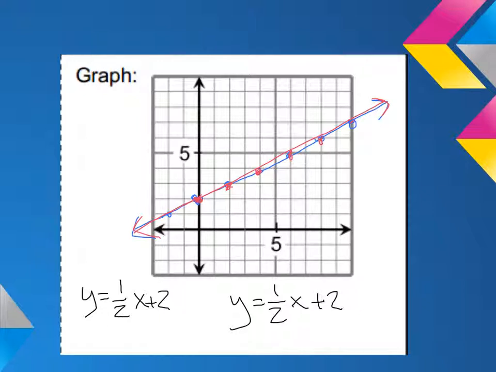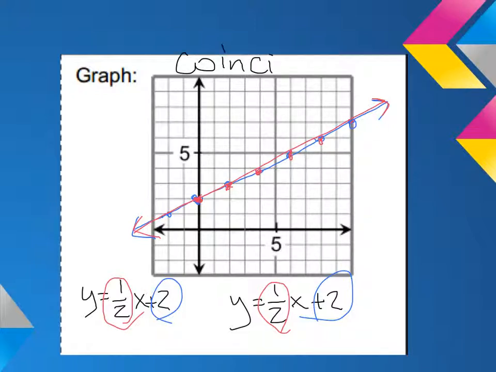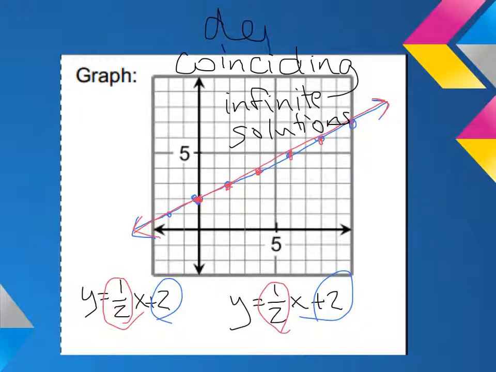Now, in our equations, they had the same slope and they had the same y-intercept. If two lines have the same slope and the same y-intercept, they are the same lines. A word that we use for these is coinciding. Coinciding means they are the same lines. And this would have infinite solutions. So, dependent lines, dependent graphs, are coinciding and they have infinite solutions. Those three things mean the exact same. It means the lines are the same.